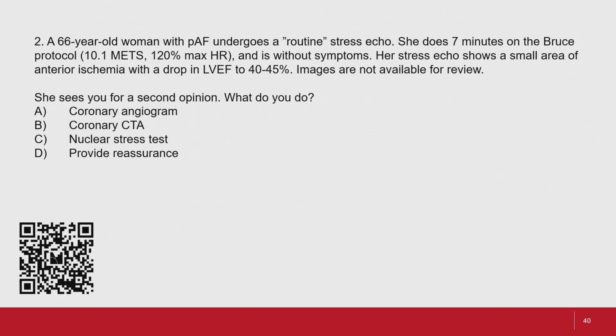Okay, 66-year-old with paroxysmal atrial fibrillation undergoes routine stress echo. She does 7 minutes on the Bruce protocol and is without symptoms. Her stress echo shows a small area of anterior ischemia with a drop in EF to 40 to 45%. Images are not available for review. She sees you for a second opinion. What do you do?